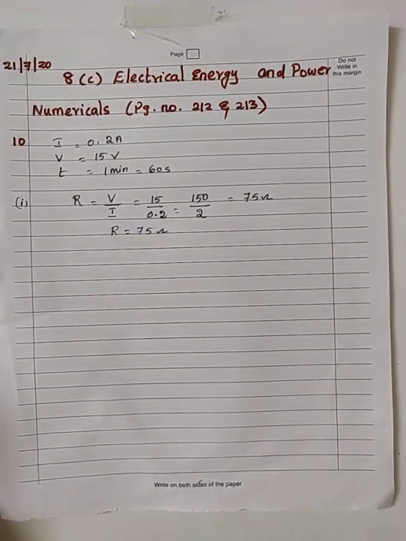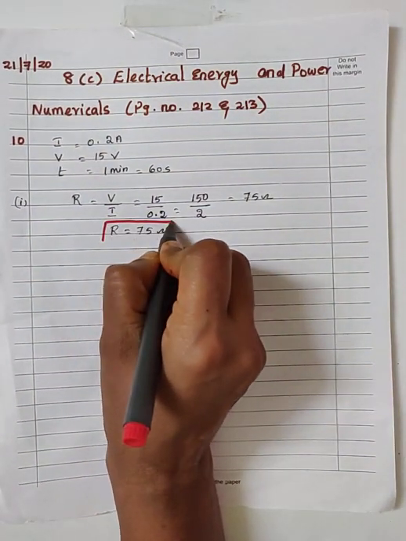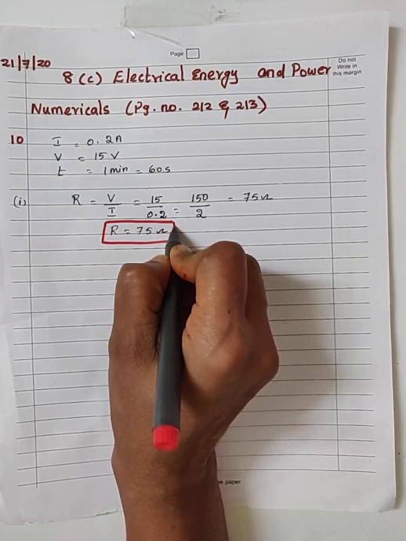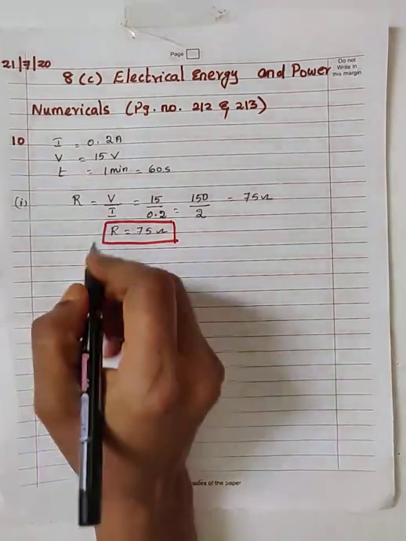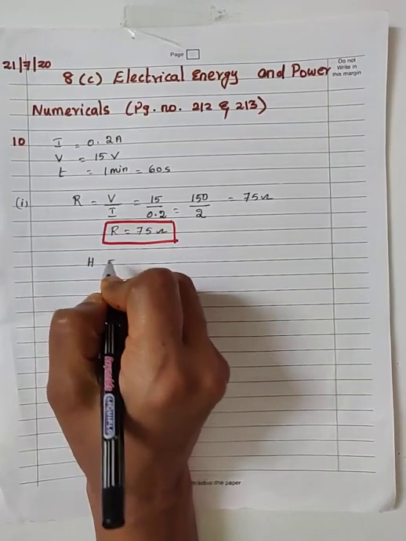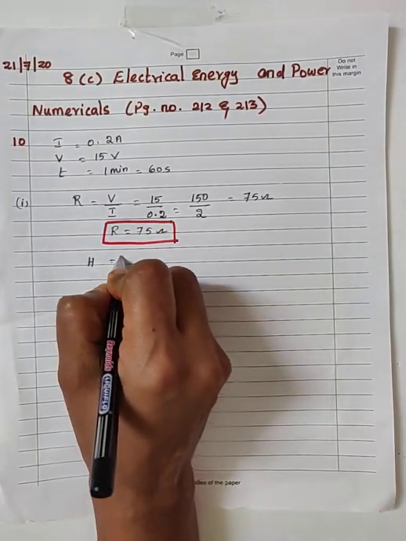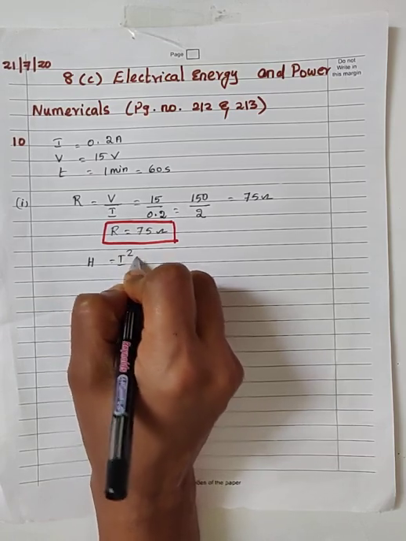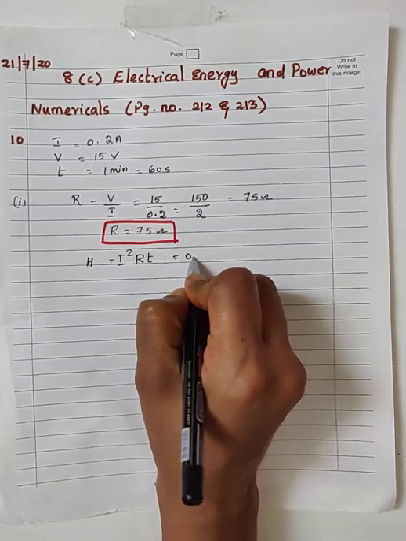Next one, you are asked to calculate the heat energy produced in 1 minute. We know that for heat energy produced, or heat dissipated, the expression from Joule's law of heating is H is equal to I squared RT. From Joule's law of heating, the heat energy generated in the conductor is given by H is equal to I squared RT. I is given as 0.2 ampere, I squared.